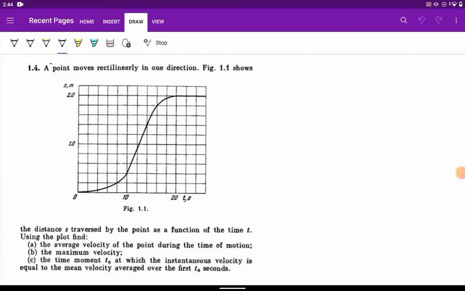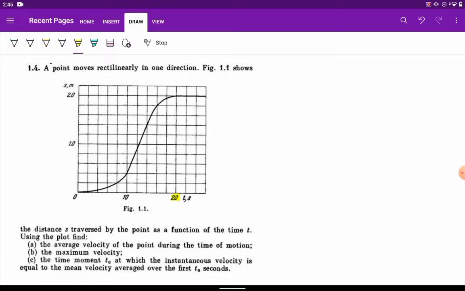This particular problem over here. A point moves rectilinearly in one direction. This is basically the displacement versus time curve. Over here the maximum time for which it goes is 20 seconds. Distance traversed as a function of time. So using the plot, find the average velocity of the point during the time of motion.